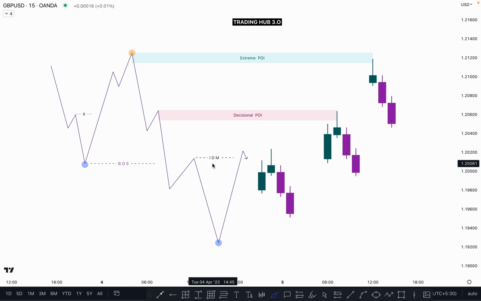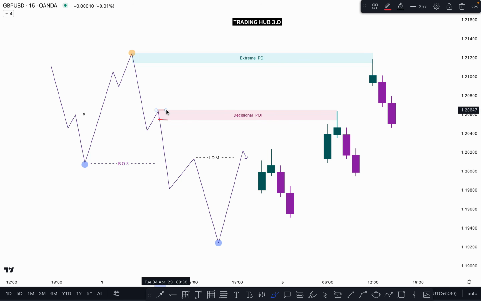So let's see. This is our inducement. We are looking for buy and sell here, because the market is bearish, so probably we are looking for sell. So when can we sell here? We can sell here, right? Because this is our POI, not here. But what happens sometimes is the market takes out the inducement like this. So how can you deal with this situation?